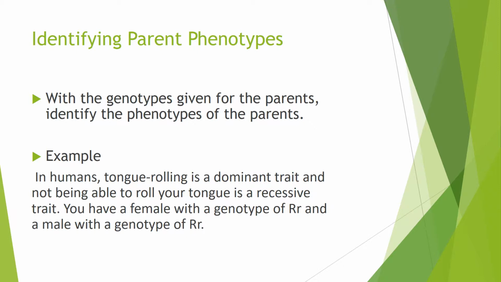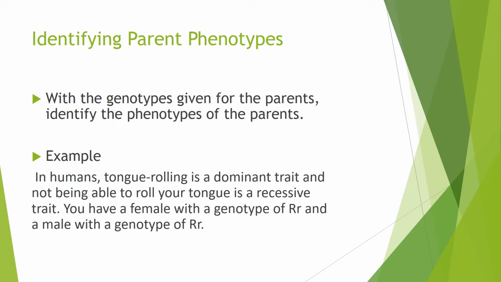This is the only time I'm going to use example 3 on my presentation, but it had the type of information we needed. So rather than example 1, you're going to fill out example 3 with me on this slide only. So example 3 says, in humans, tongue rolling is a dominant trait. So rolling your tongue like a taco, that's a dominant trait. Not being able to roll your tongue is a recessive trait.